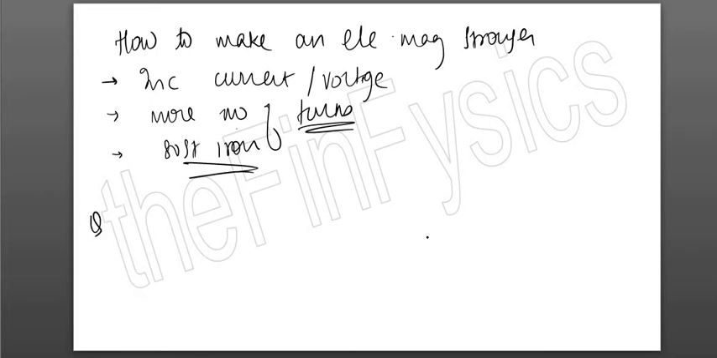There's also one more question which they ask you: what if you use steel? So what if steel is used as a core? Then you have to remember, electromagnet means I want it to behave like a magnet only till a certain time, and that certain time is decided by the current. The moment you switch the current off, it shouldn't behave like a magnet.